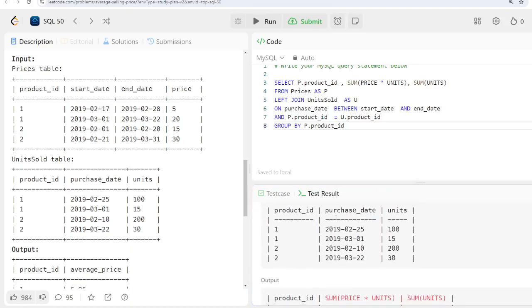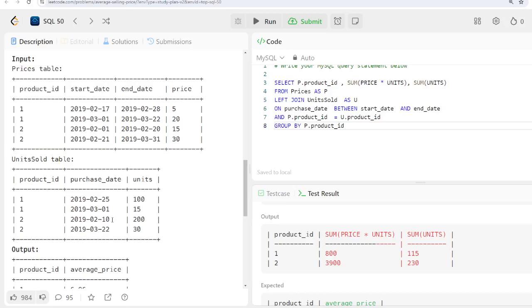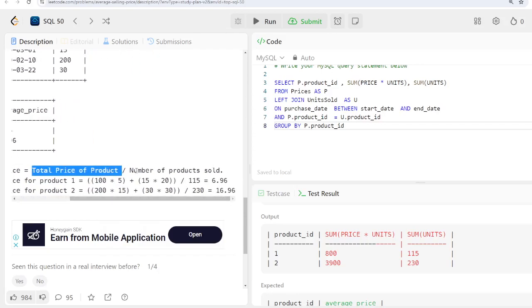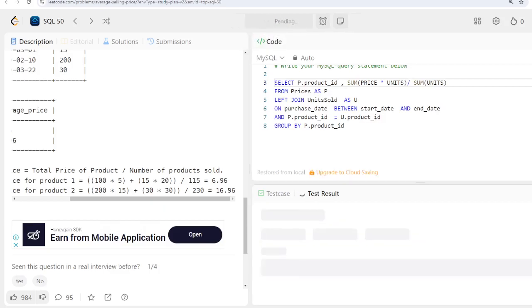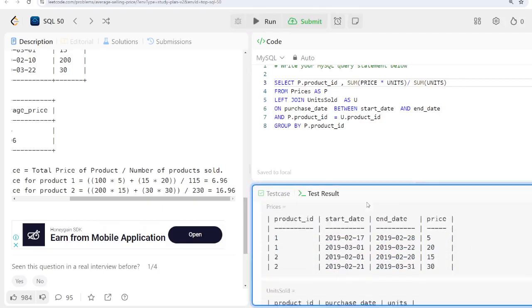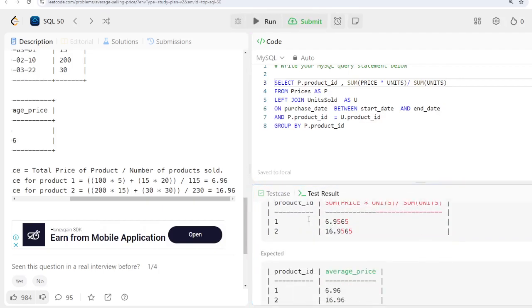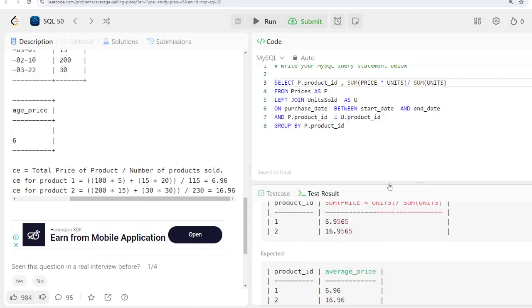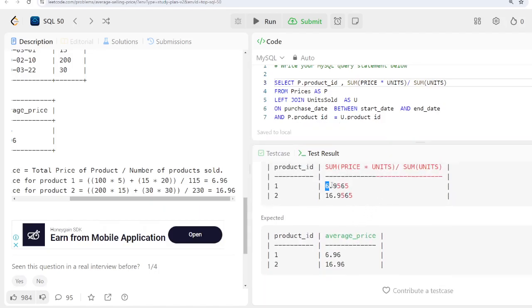Okay, so this is the output that you are getting. You got the total price of product and you got the number of product that has been sold. Now you have to divide those two. So let me divide this. All right, and now let me run. Okay, so we got this output, but the expected output is this, because let me just move this a little upward. Okay, so this is 6.9565 and this is 16.9565, and the price that we are getting is 6.96.